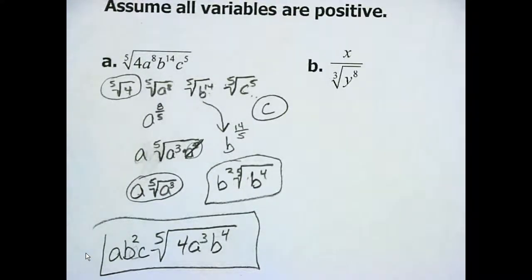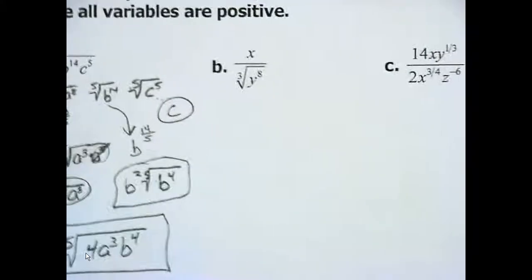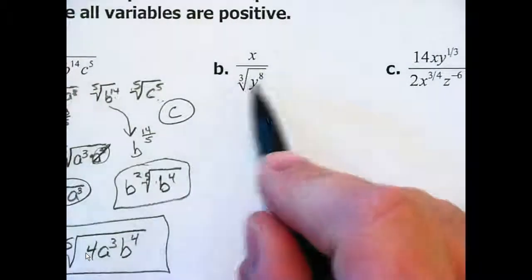Well, I'm glad. Okay. Letter B. What's nice about B? Hey, does this cubed and this 8 help us out? Yeah.